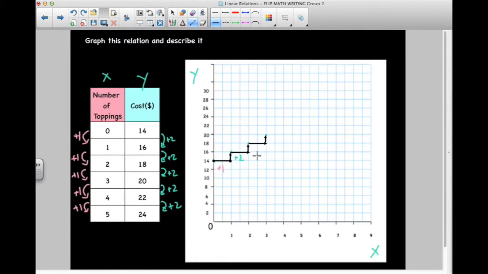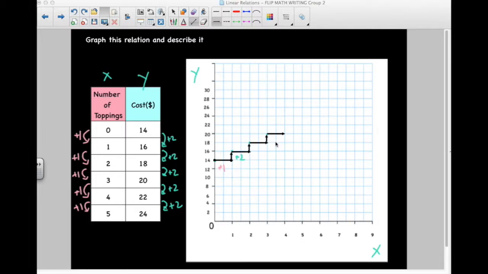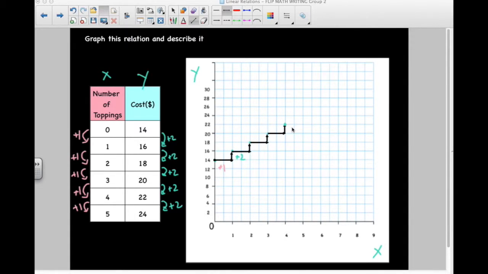Now this little step method is very useful for predicting our next number on the graph. Even though we know that our next number is (4, 22), let's just show you how we can use this little step method. So as I increase the number of toppings by 1 each time, I'm increasing the cost by 2. And there we end up at our next point, (4, 22), which matches the next point in our table. So we can also use this step method to find the cost of the pizza with 5 toppings. As we add 1 topping, we increase the cost by 2. And we end up at the point (5, 24).